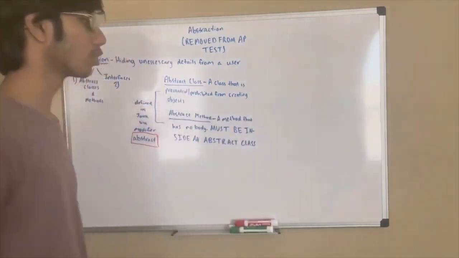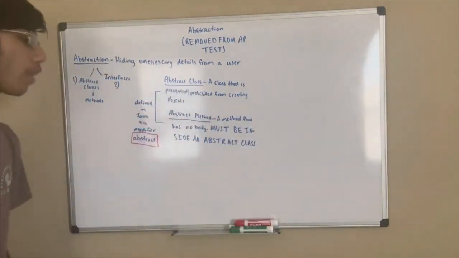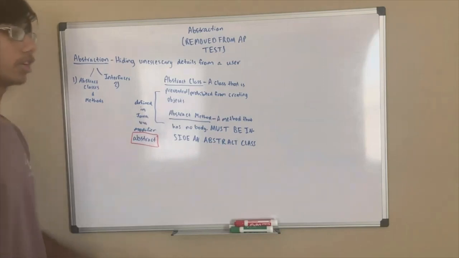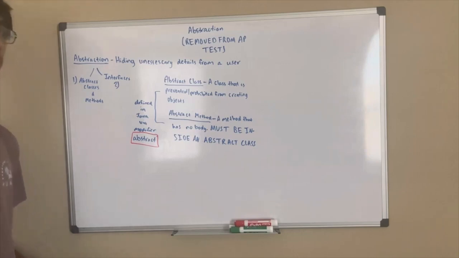So, once again, let's go over our words and definitions. So these 2 are defined in Java through the modifier abstract. An abstract class is just a class that is prevented or prohibited from creating objects. So you can't create an object through an abstract class. An abstract method has no body. It must be inside an abstract class.